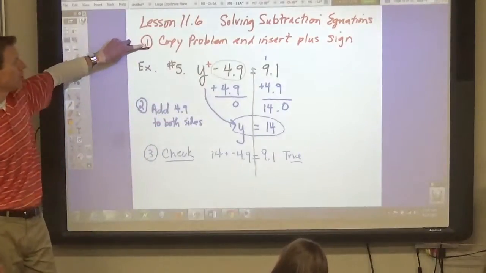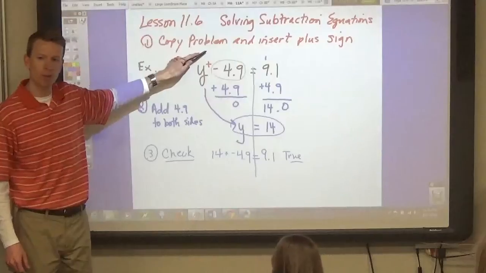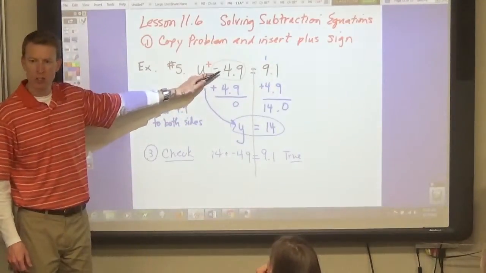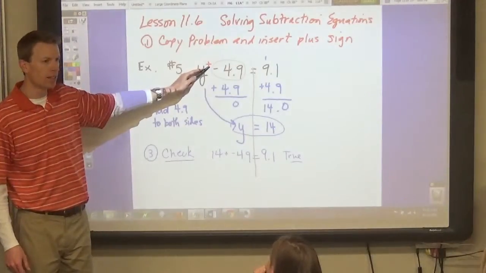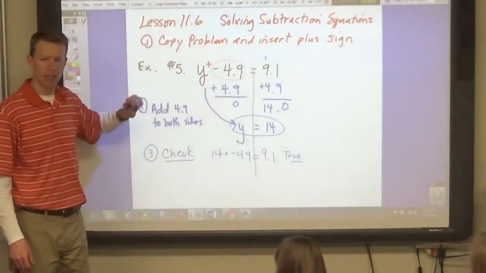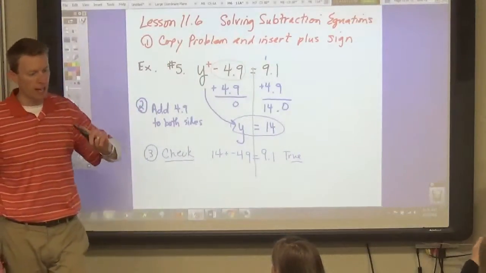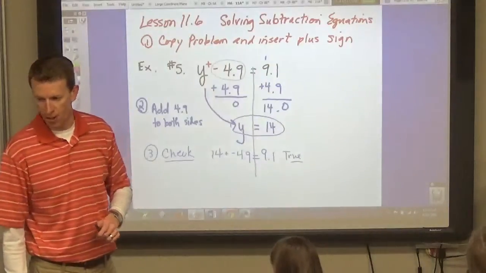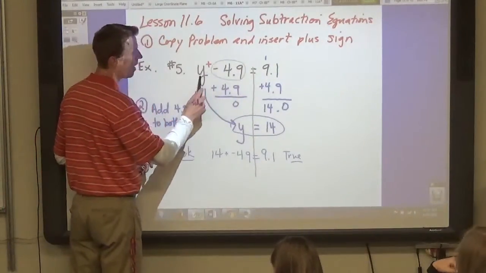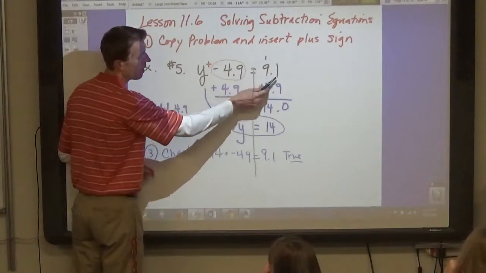So the first thing you do is copy the problem. And when you're copying the problem, instead of writing it as subtraction, you insert a plus sign in front of the minus sign to make it plus. Okay? You have to do that. You have to insert a plus sign in front of the minus sign. And then look at it this way. Y plus negative 4.9 equals 9.1.